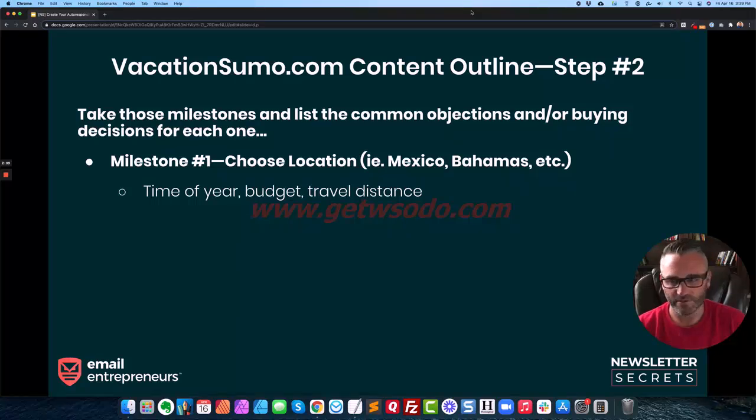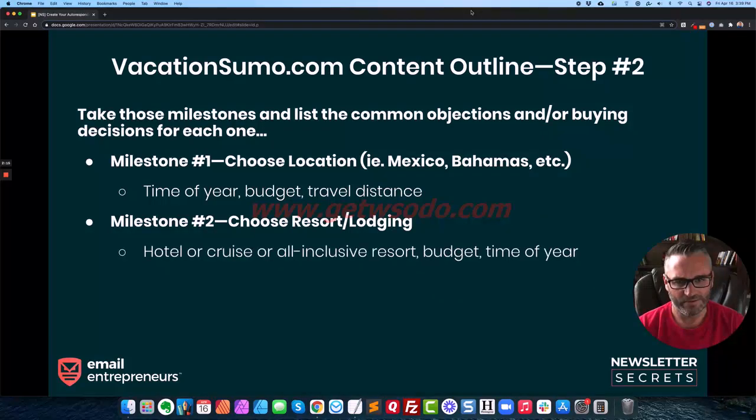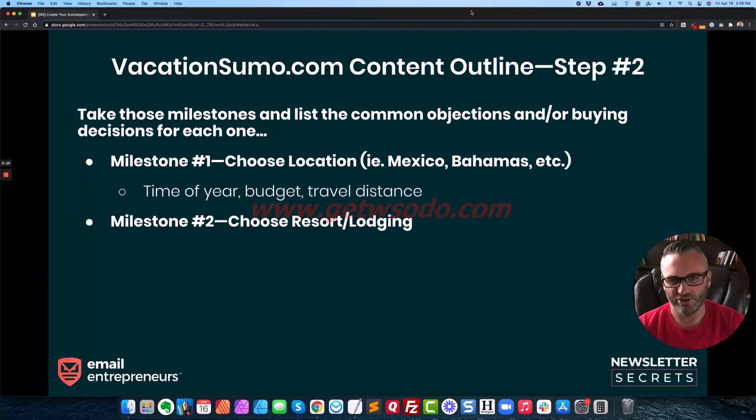A few typical buying decisions or considerations would be time of year, budget, and then travel distance. Milestone 2 is choosing a resort or lodging. Objections in this case could be: is this a trustworthy hotel, resort, or place to stay, or are we going to get there and it's going to look totally different than the pictures? Putting in reviews or real testimonials from actual unbiased people for certain resorts would be helpful to overcome that objection.